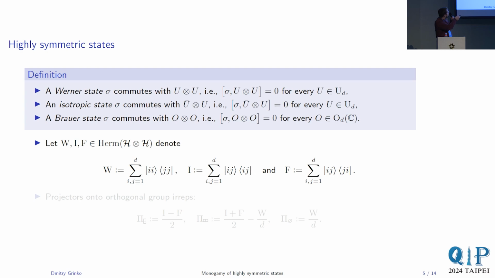We can rewrite those conditions in a bit different but equivalent way by using certain projectors. In order to introduce those projectors, let me first introduce some matrices. The W matrix is a normalized projector onto the maximally entangled state. I is just the identity, and F is the swap or flip operator. Then let's introduce the projectors which we are going to need in order to rewrite those states in a nicer form. I need three projectors. The first projector is a projector onto the antisymmetric subspace, and the other two projectors come from the representation theory of the orthogonal group. They both come from the symmetric subspace, but this projector is essentially a projector onto the EPR state.